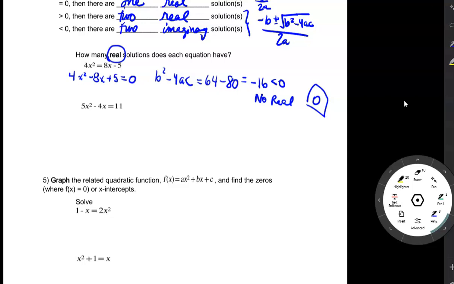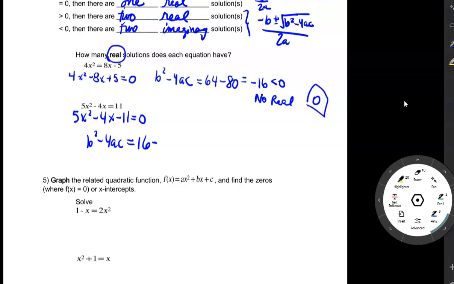Same thing, we need to get everything into standard form first. I need to subtract that 11 over. So I always want to start with everything on one side equal to 0. A, B, C. 5 is A, negative 4 is B, negative 11 is C. And so I do b squared minus 4ac. B is negative 4, so that's going to be 16, minus 4 times A was 5, so that's 20, times 11 is going to be negative 220.